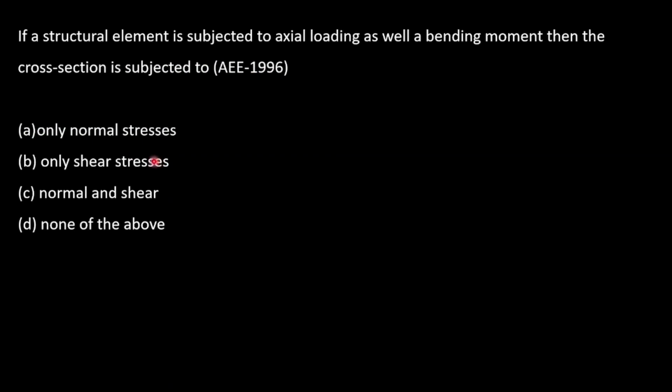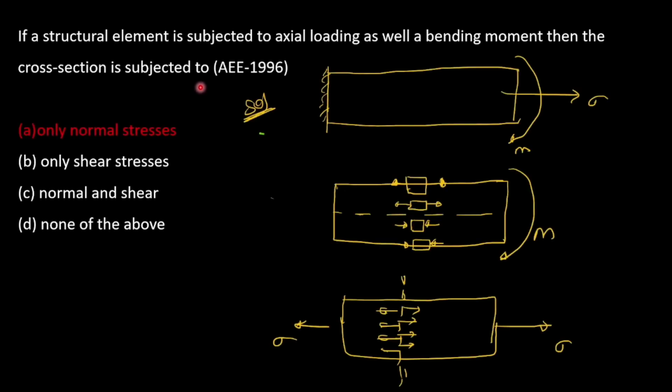So next question. If a structural element is subjected to axial load as well as bending moment, then the cross section is subjected to. So if a structural element, assume a cantilever beam, is subjected to both moment and axial stress, what will be the result? Only normal, only shear, or normal and shear?